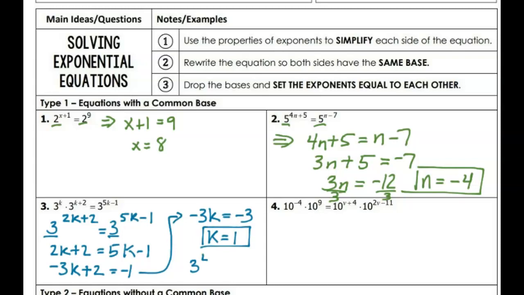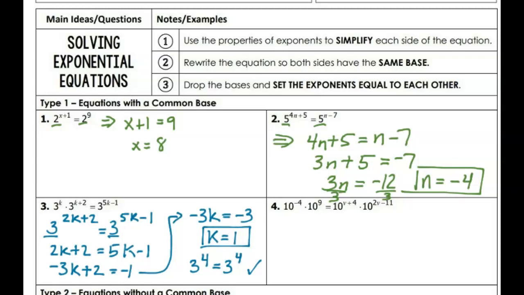And if you want to, what you can do is just check by plugging 1 in. If you plug 1 in, notice that you'll get 3 to the 4th on the left side. And if you plug in 1 on the right side, 5 minus 1 is 4, so we end up with 2 powers that end up being equal. It's good to check just to make sure that you got it right.